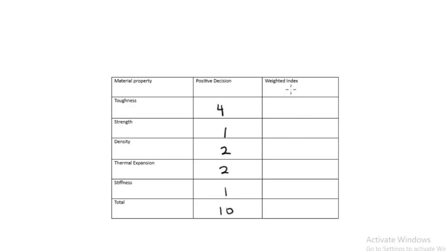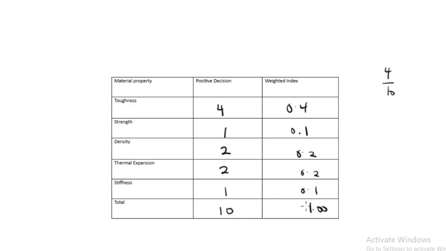And how do we find the weighting factor or the weighting index? What you do now is divide all of these by the total. You take 4 and divide it by the total, which gives you 0.4. Here is going to give you 0.1. Here is going to give you 0.2. Here is going to give you 0.2. This one is going to give you 0.1, and the total is 1.